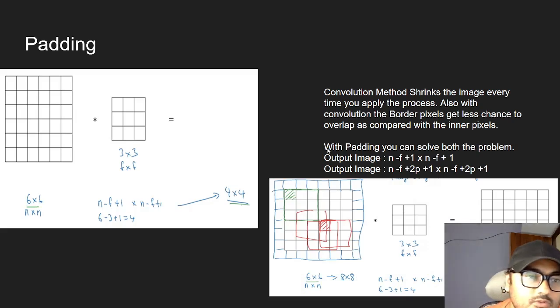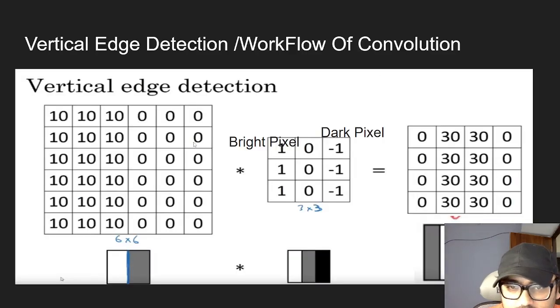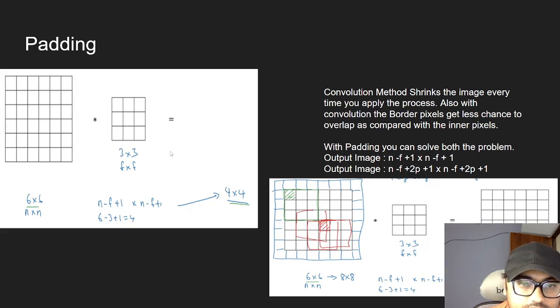So yeah, now next comes one important topic, padding. What is padding? Padding is nothing but, if you see the convolution method, every time you perform one convolution, it shrinks the input image size. Here it is 6 by 6, after doing a convolution it becomes 4 by 4, right. To prevent this, we normally perform padding.